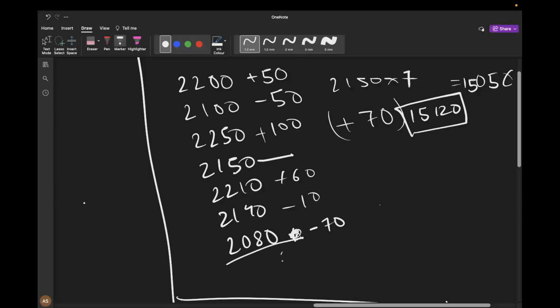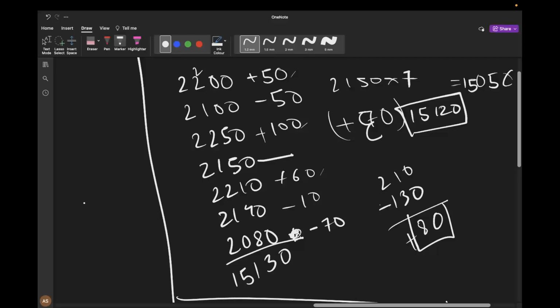Let's just confirm. It's 0, 12, 13, 18, 23. I think we have made some mistake. 4, 5, 7, 8, 10, 11, 3, 5, 7, 9, 11, 13, 15, 1, 5, 1, 3, 0. What's the mistake? Plus 80. This makes minus 80 and minus 50, that is minus 130, and plus 60, 160, 210. Yes, we made a mistake. We need to add plus 80 and then we get our answer 15130.